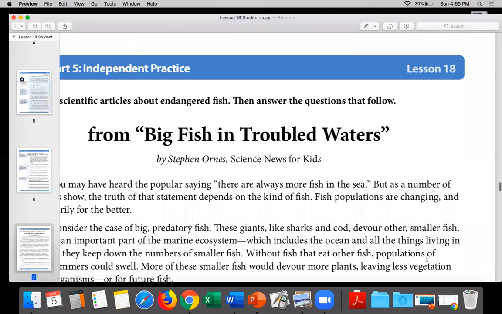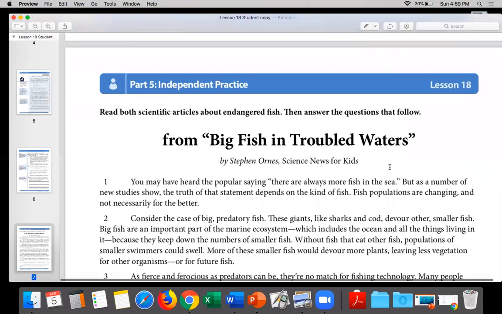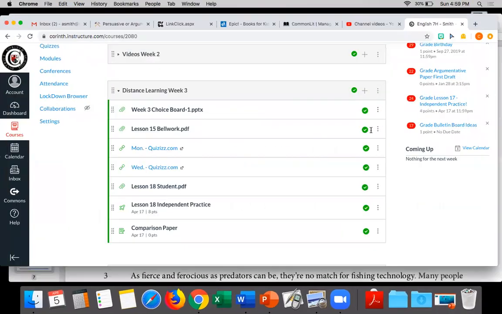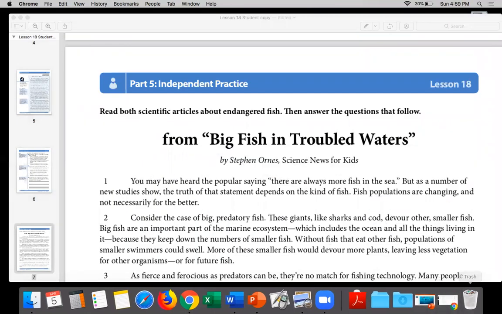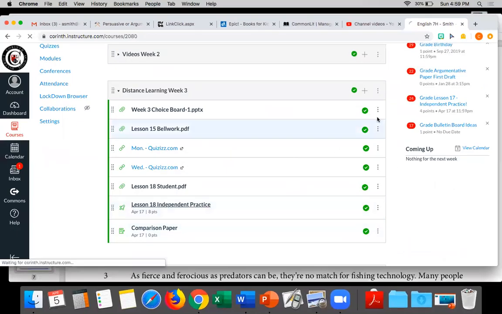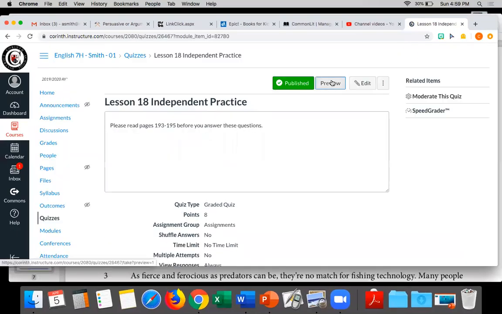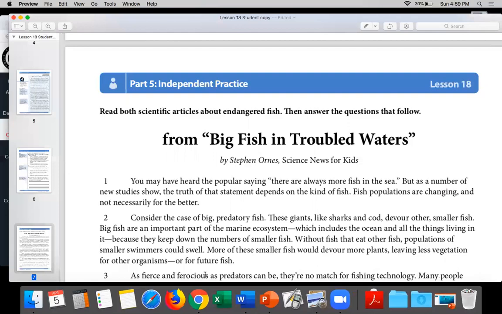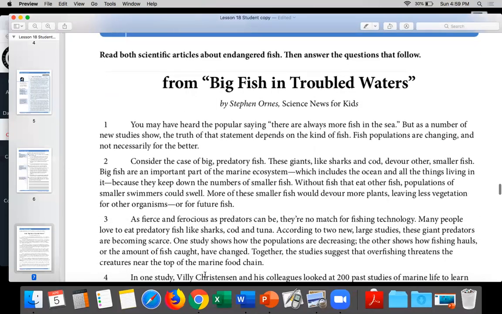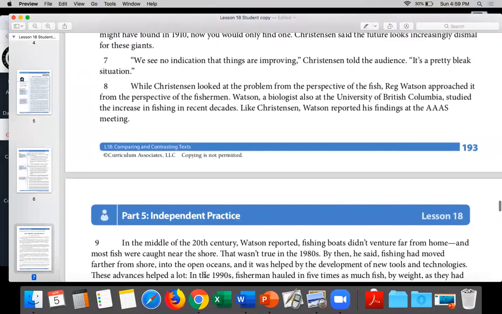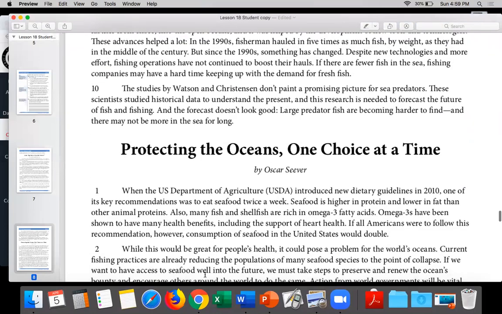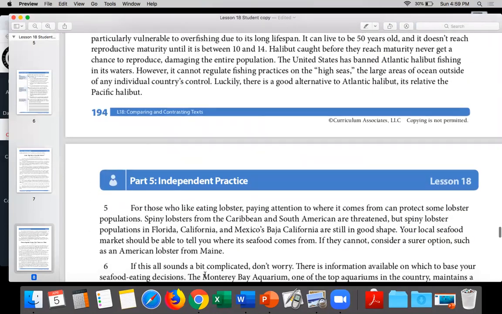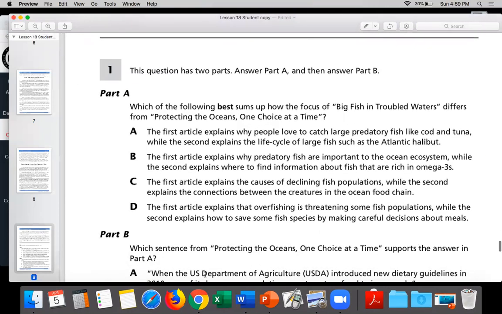The next thing is our independent practice. So if you are doing it on Canvas, let me pull up Canvas. Right here, lesson 18 independent practice, I'm going to pull it up and see if I can preview it as one of you. Okay, please read pages 193 through 195 before you answer these questions. So you need to read this page, Big Fish in Troubled Waters, and then you need to read Protecting the Oceans, One Choice at a Time. Okay, and then here are your questions.